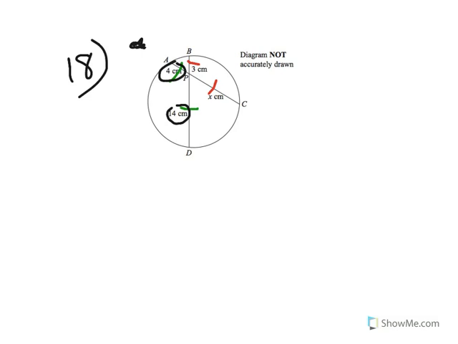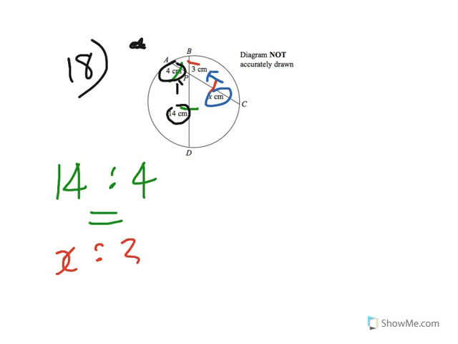So the ratio between the larger length and the smaller length is equal to the ratio between this larger length and this smaller length. So if we put this in an equation, the ratio between, let's say, the green length, 14:4, is equal to the ratio between the red lengths. So x is to 3. In this case, I'm comparing large to small side. Large triangle to small triangle.